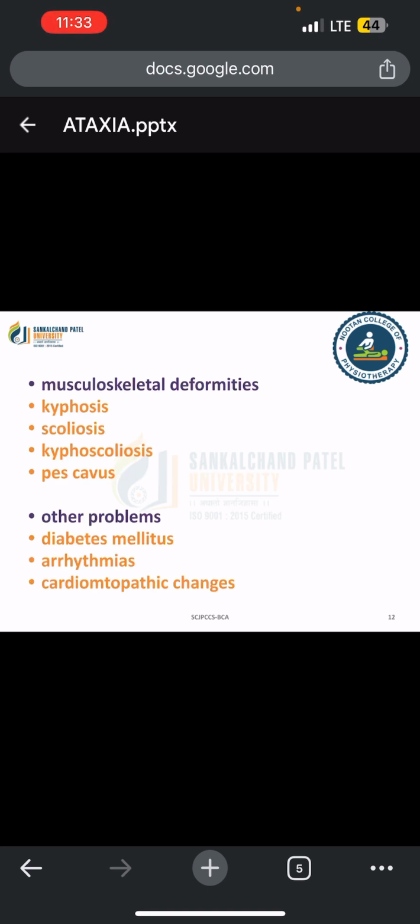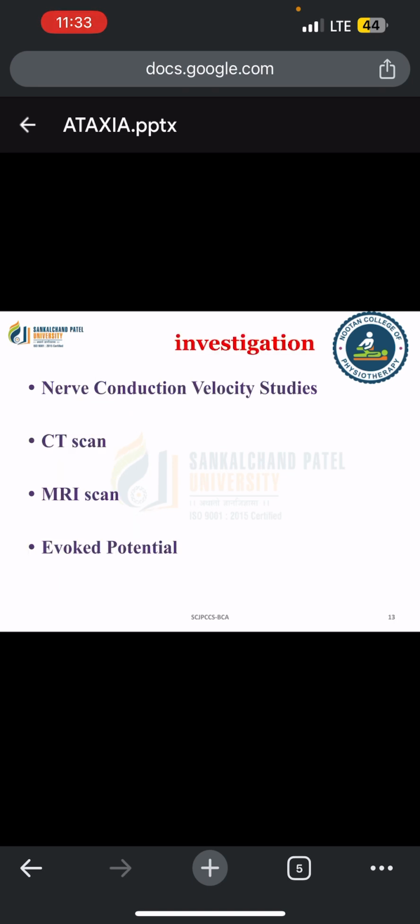The musculoskeletal deformity includes kyphoscoliosis and pes cavus. Then the next one is other problems. Other problems include diabetes mellitus, arrhythmias, and cardiomyopathic changes. These are all the clinical features.